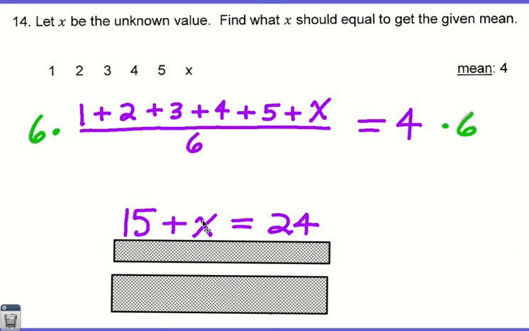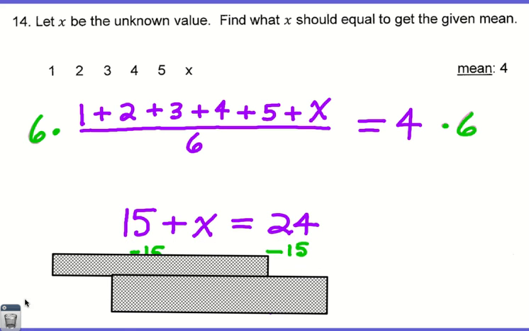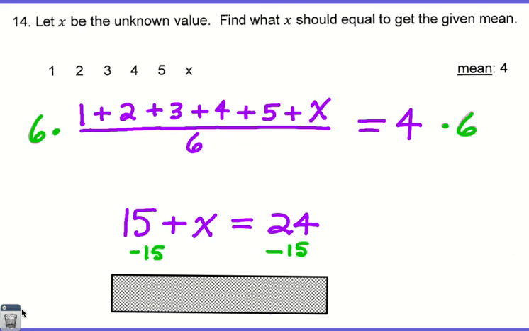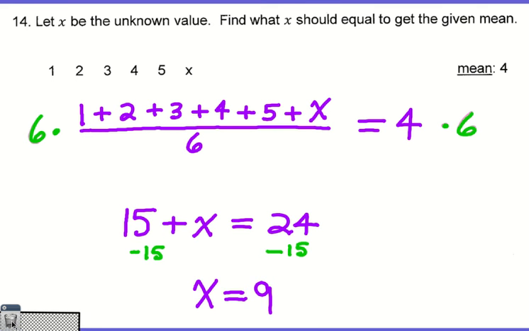And now all that's really left to do to figure out what x would be, if you were to get it by itself, is subtract 15 from both sides and end up with 9. So in order to have an overall mean of 4, that 6th number would have to be 9. And that's your final answer, 9.